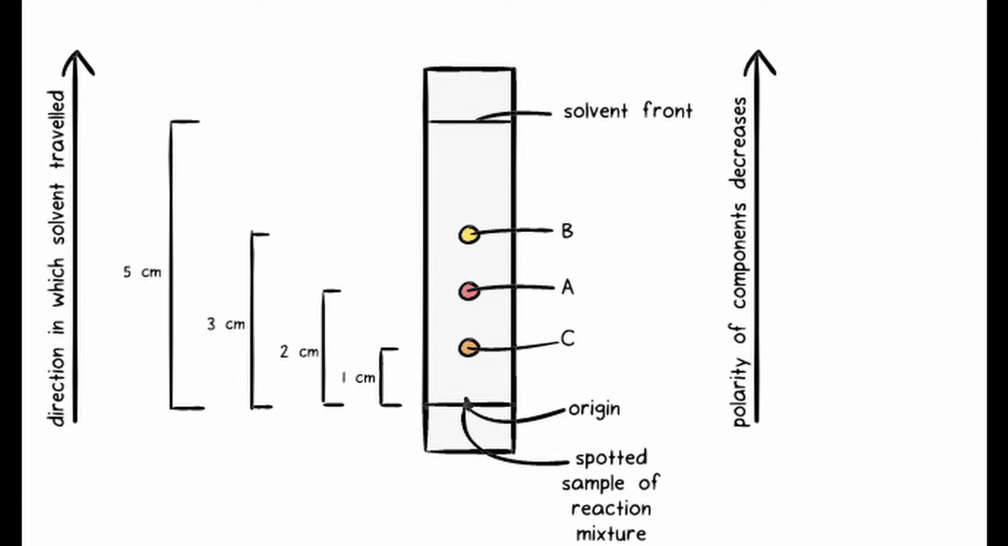The retention factor value is calculated as the distance traveled by the component divided by the distance traveled by the solvent front. So, using this formula, we can calculate the Rf values for all the three components. For example, for component C, the distance traveled by the component is 1 cm and the distance traveled by the solvent is 5 cm. Hence, the Rf value is 1 by 5, that is 0.2. Similarly, the Rf value of A is 2 by 5 and the Rf value of B is 3 by 5.